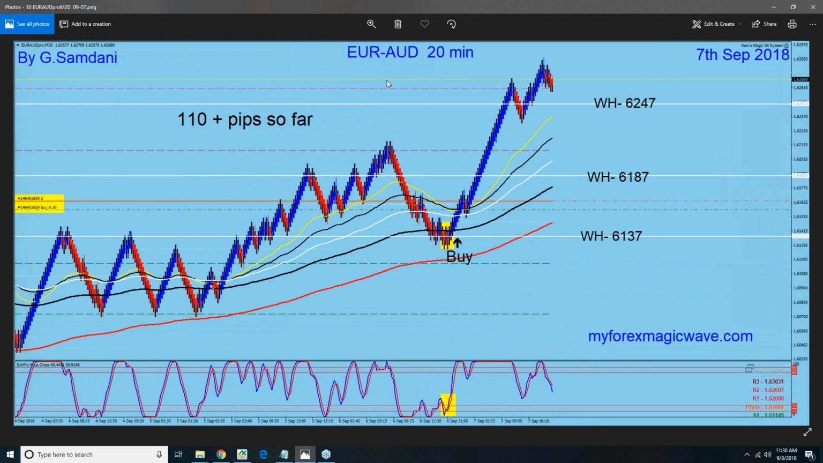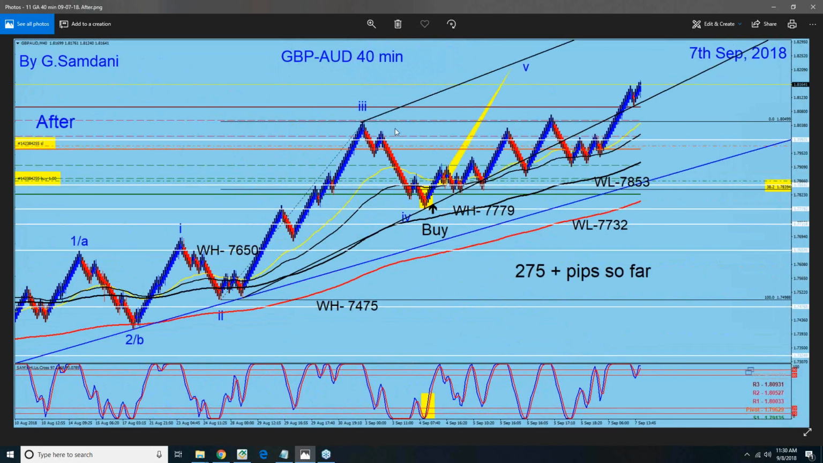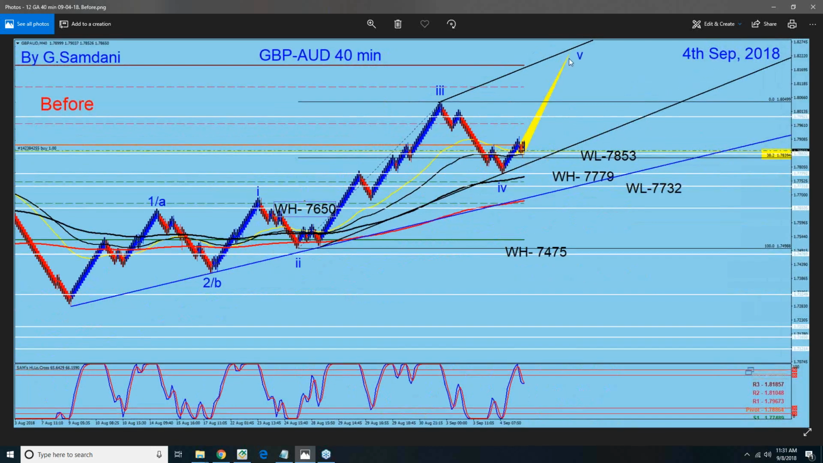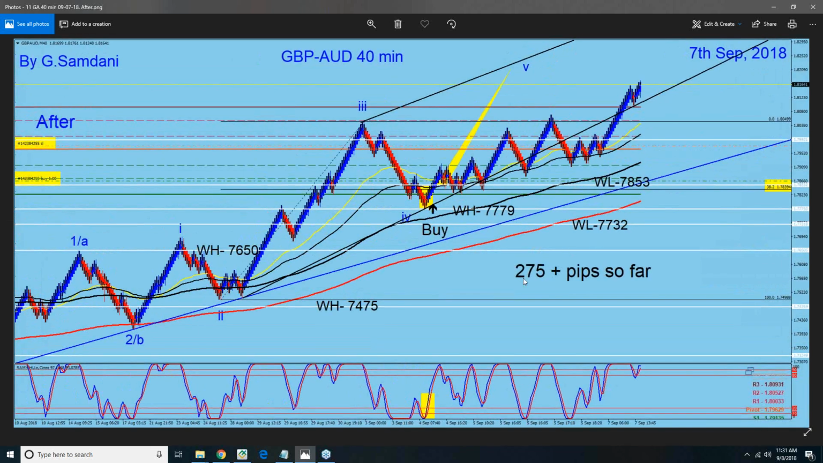This is Euro Aussie, and let me show you this Pound Aussie. This is the one that I made this chart on the 4th, and I took an entry here, and then I held it. I held all the way until Friday, and then look, this is the chart. Initial chart was this, and my target was this for wave 5. And we reached there nice and clean, and I closed it on Friday for 275 pips. This is how powerful the system is if you understand.